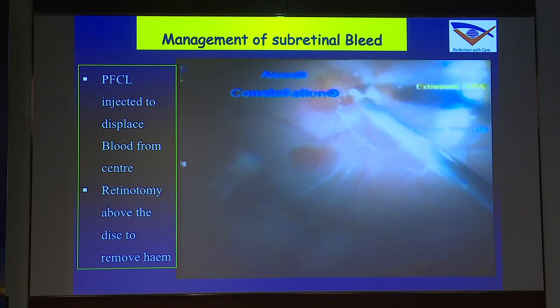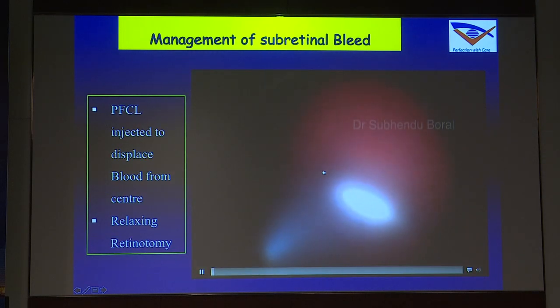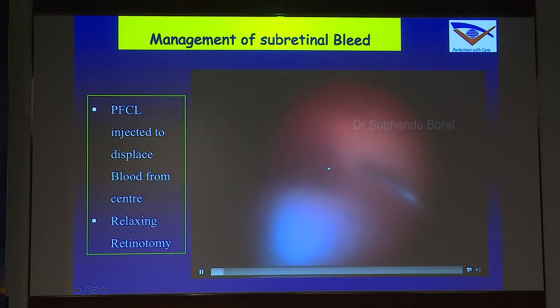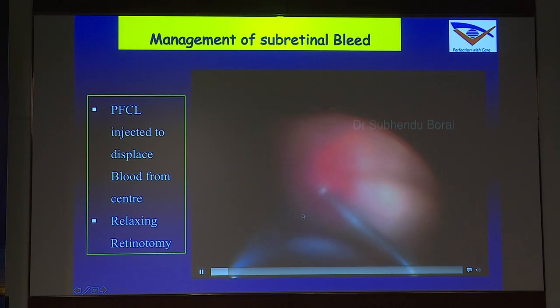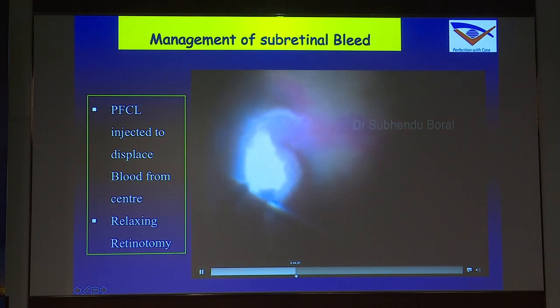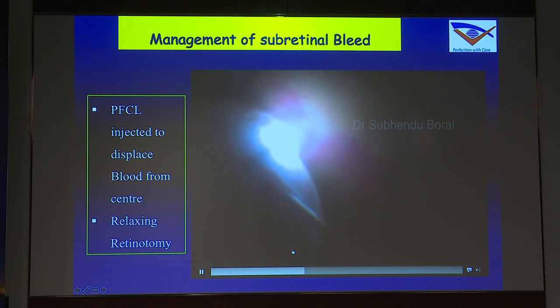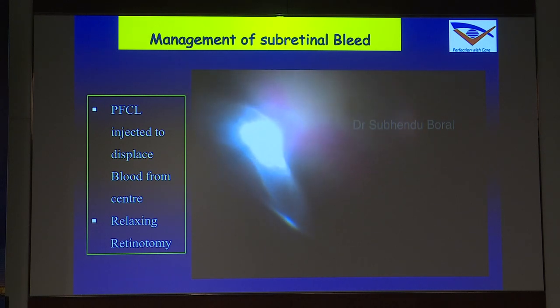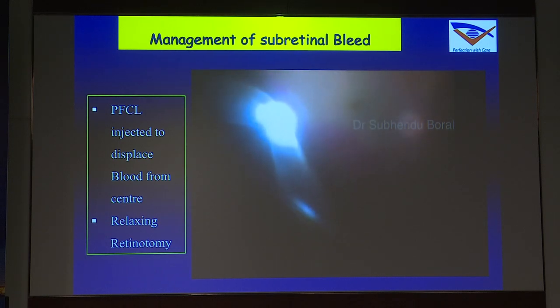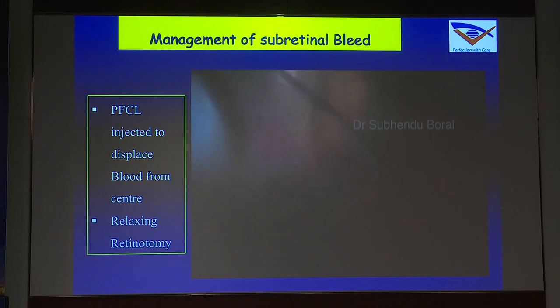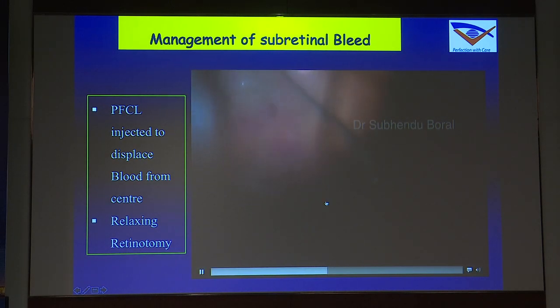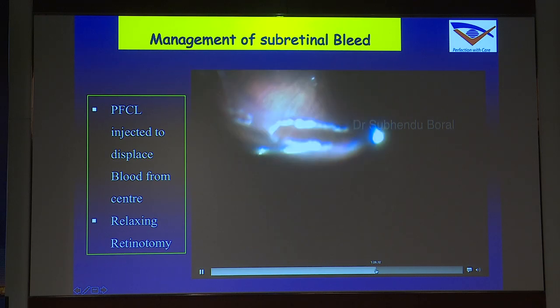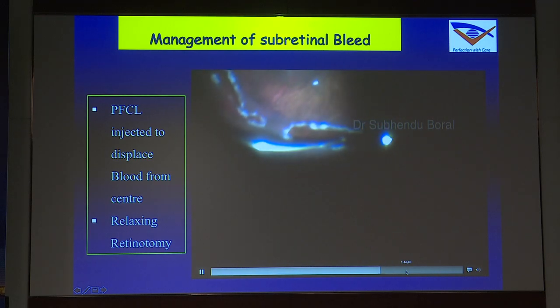In case the blood has clotted or there's a large blood, this is a video I got from Dr. Subhendu. It's a large vitreous hemorrhage with a subretinal bleed. I'll just show you the part which we wanted to show, that you can create a large relaxing retinotomy, go in subretinally, and remove the blood with an end gripping forceps or a soft tip or a hard tip. Once the blood has been removed, again fluid exchange, silicone injection, and it can be lasered in the end.